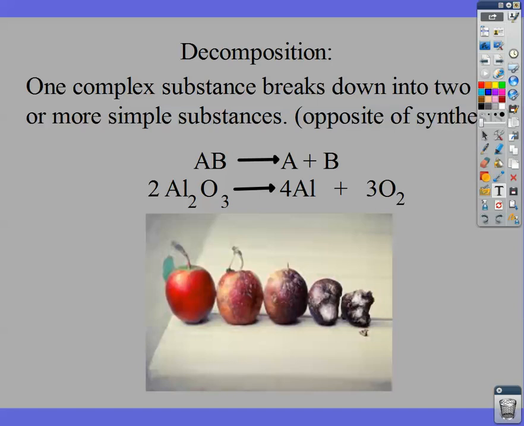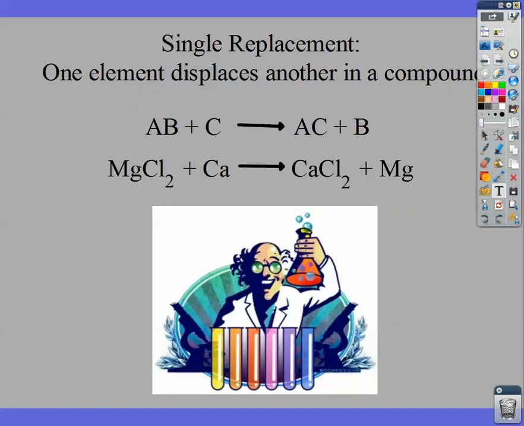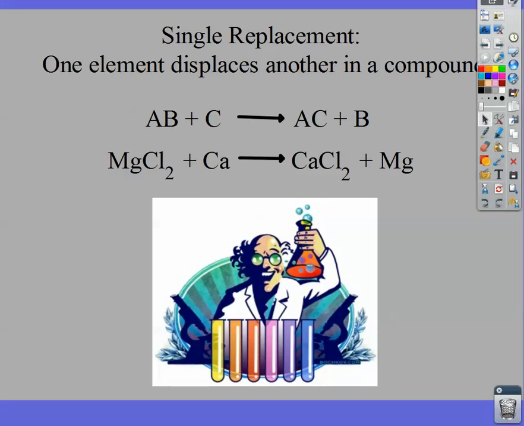Our next 2 classifications are a little more complicated. The first one is single replacement, and in a single replacement reaction, we're looking at a complicated substance AB and a simple substance C. When they go through a reaction, the simple substance C kicks out one of the elements from my more complicated substance. So in this case, C comes in and replaces B. So instead of AB, I now have AC. And instead of C being on its own, B is on its own. So the element C has replaced the element B, but that was the only replacement that occurred.